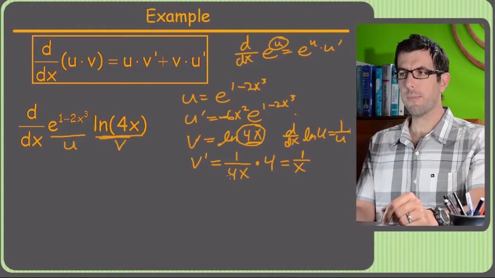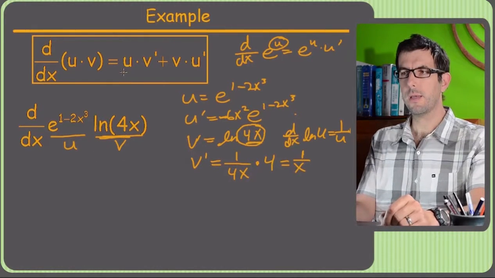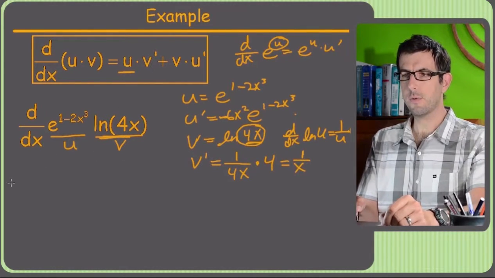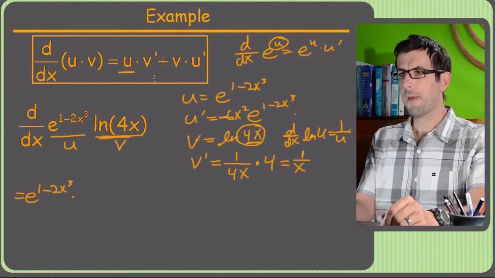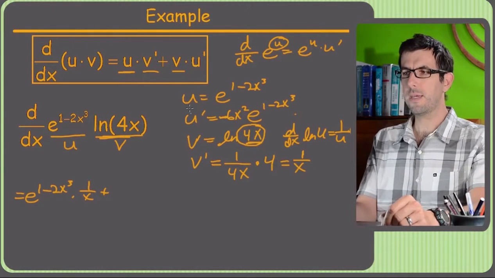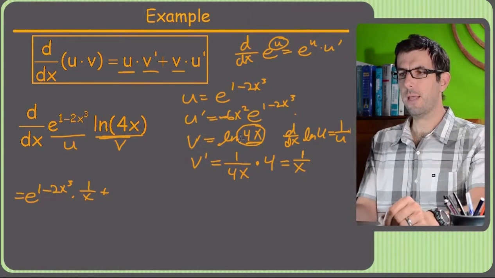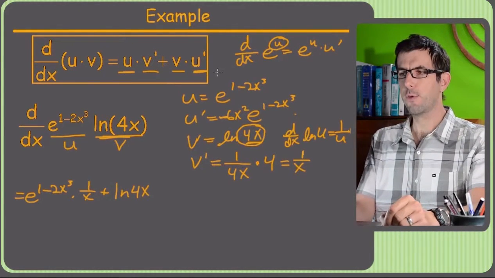All right, that also happens a lot. So now we got our u prime and our v prime and stuff, so we'll just plug and chug. My u is e to the whatever, so e to the 1 minus 2x cubed. My v prime is what I just found, which is 1 over x. I do a plus sign, and my v is ln of 4x. Kind of made a mess out of it when I was explaining that derivative. And then u prime is just, that's the nasty one.